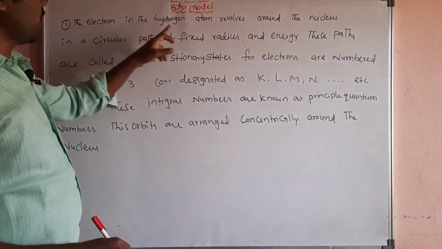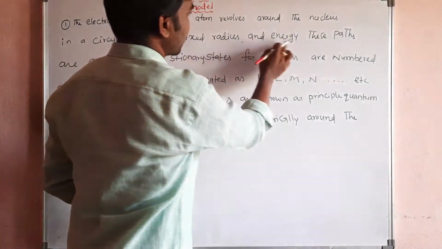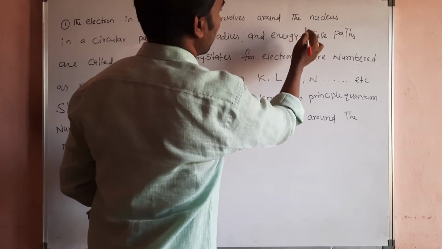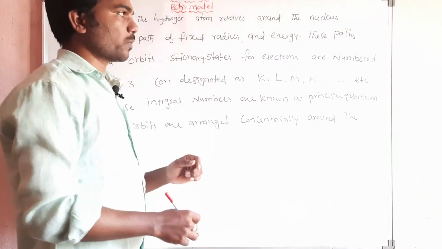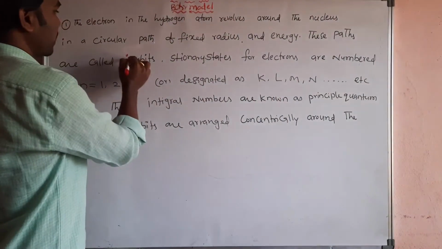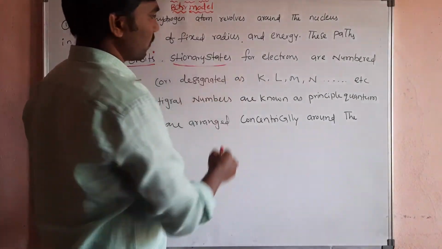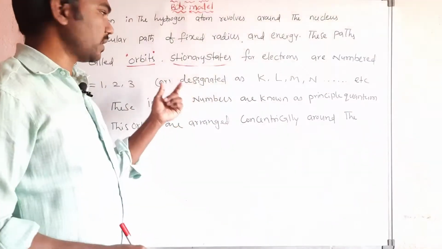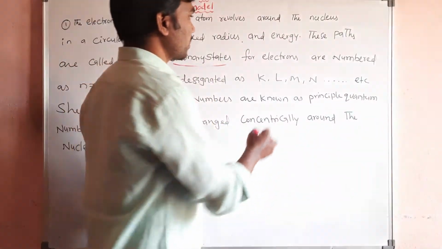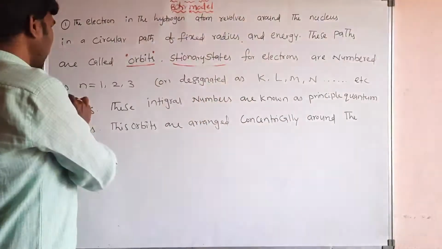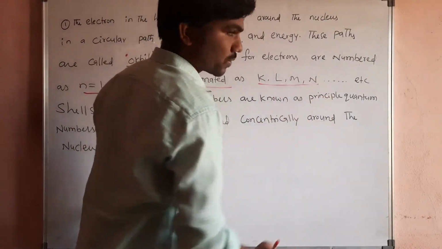The electrons in the hydrogen atom revolve around the nucleus in a circular path of fixed radius and energy. This means these circular paths have a fixed radius, and the energy is also fixed for these circular paths. These paths are called orbits. We call them orbits, and also stationary states. One more name is there: we can call them stationary orbits as well as stationary states. The orbits for electrons are numbered as n is equal to 1, 2, 3 or designated as K, L, M, N.